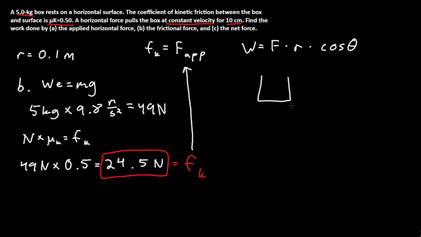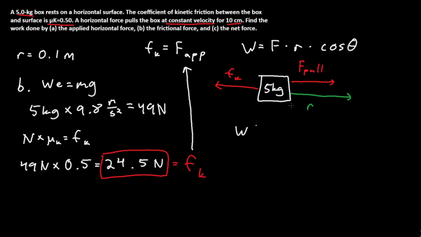So let's draw the box right here. This is your box, 5 kilos. Your force of pull, the applied force in this case, is in the same direction as your displacement, r. And your friction force goes in the opposite direction with equal magnitude, as we already determined. So F of K, your kinetic friction. To calculate the work, we need to multiply force times displacement times cosine of the angle between them.